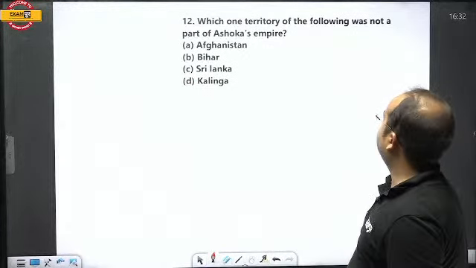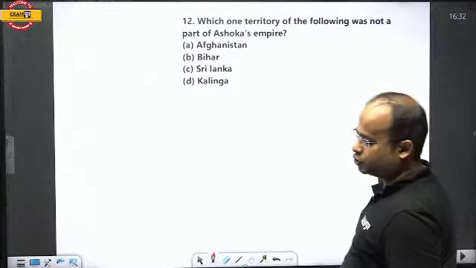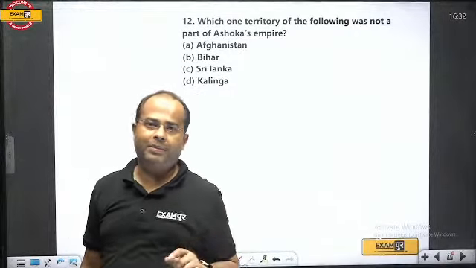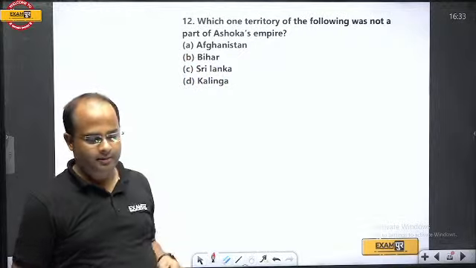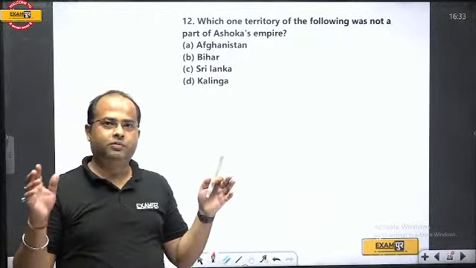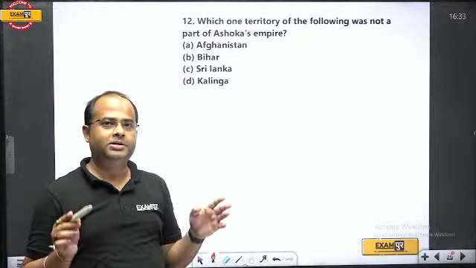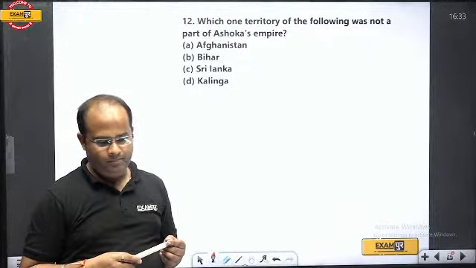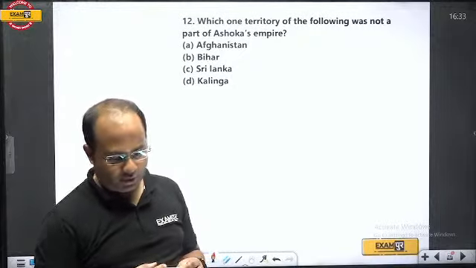Now, which one of the territories was not part of the Ashokan Empire? Which of the following territories was not under Ashoka? Is it Afghanistan, Bihar, Sri Lanka, or Kalinga? Assi Ghat is also in Varanasi, because the Varuna and Assi rivers meet there. Therefore, it is called Varanasi.